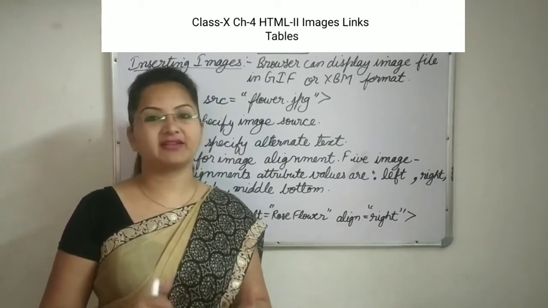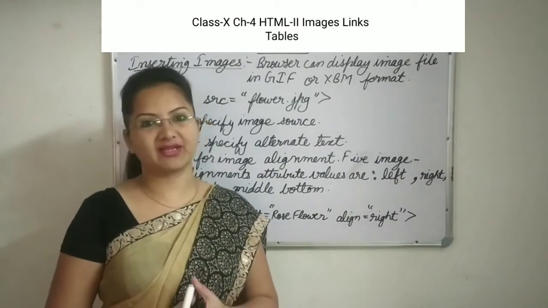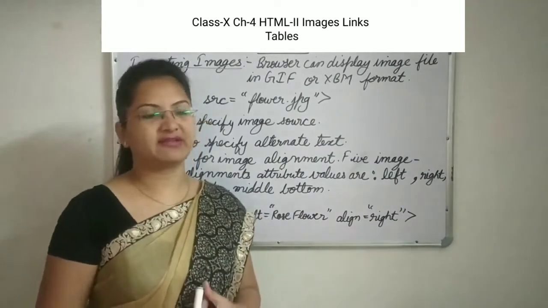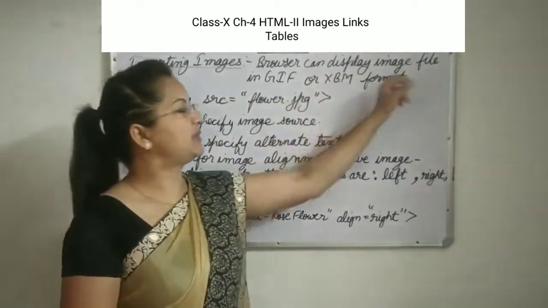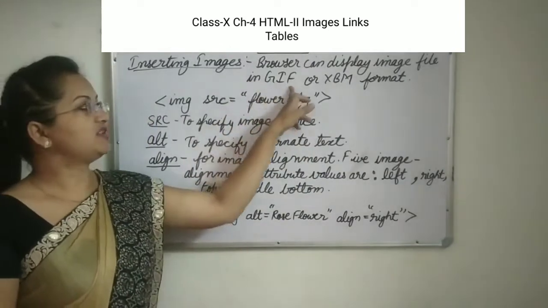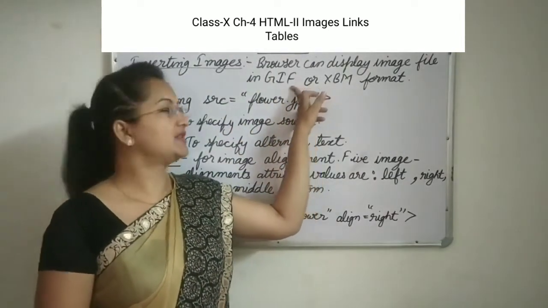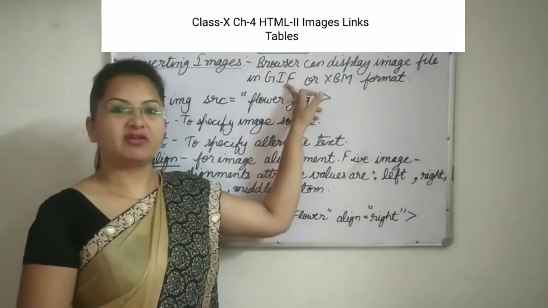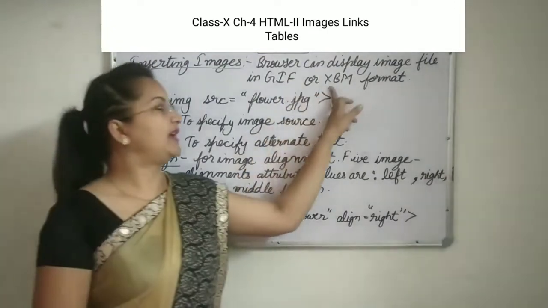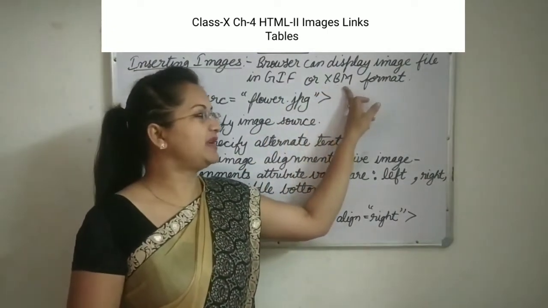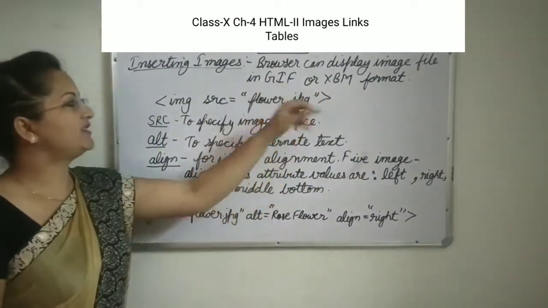You might have seen various websites on which there is text, pictures, audios, videos, etc. So today we will learn to insert an image in the web browser. So how to do that? A browser can display images in GIF format. GIF means Graphics Interchange Format. It is actually an extension of the file and the image format. Then XBitmap, XBM format also. So it will display images in these formats.